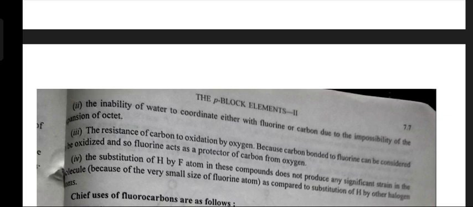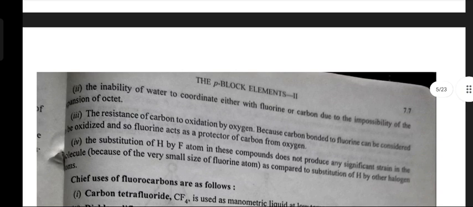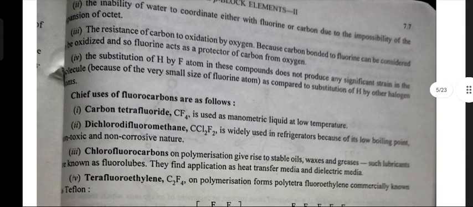The resistance of carbon to oxidation by oxygen is because carbon bonded to fluorine can be considered already oxidized, so fluorine can act as a protector of carbon from the oxygen. The substitution of hydrogen by the fluorine atom in these compounds does not produce any significant strain in the molecule because of the very small size of the fluorine atom as compared to the substitution of hydrogen by other halogen atoms.